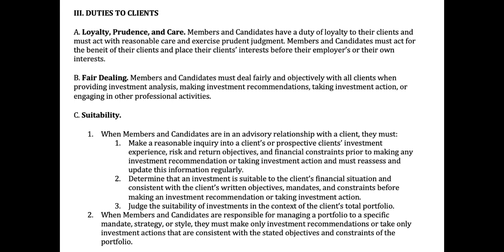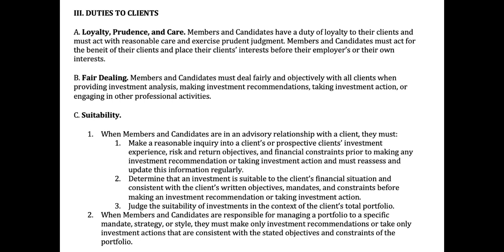3. Duties to clients. A. Loyalty, prudence, and care. Members and candidates have a duty of loyalty to their clients and must act with reasonable care and exercise prudent judgment. Members and candidates must act for the benefit of their clients and place their clients' interests before their employers' or their own interests. B. Fair dealing. Members and candidates must deal fairly and objectively with all clients when providing investment analysis, making investment recommendations, taking investment action, or engaging in other professional activities.